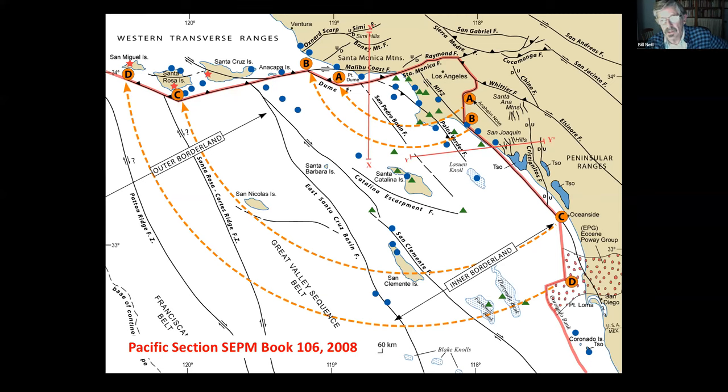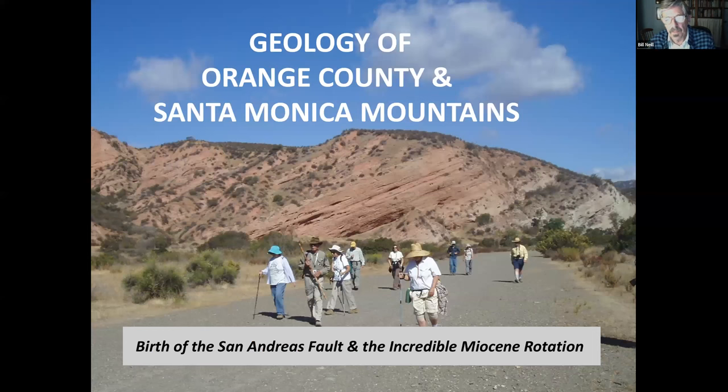But I'm just telling you this to show that there is a difference in the history of the Transverse Ranges from east to west. And I have a whole entire slideshow on that subject. Here's my opening title slide. And the people are the Orange County chapter in around 2014. So that's a completely different history than what we're talking about tonight.